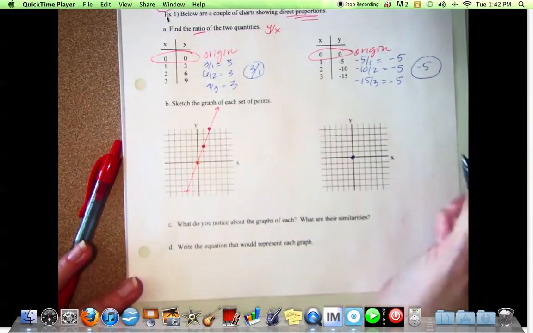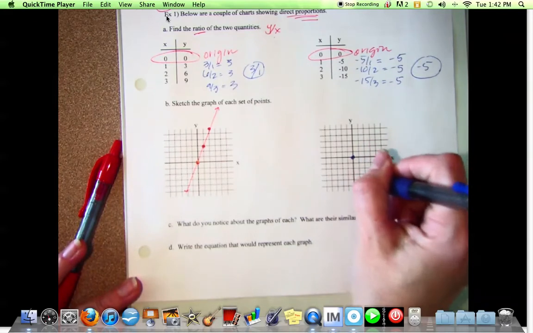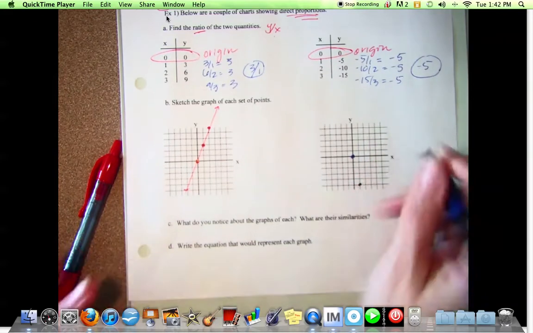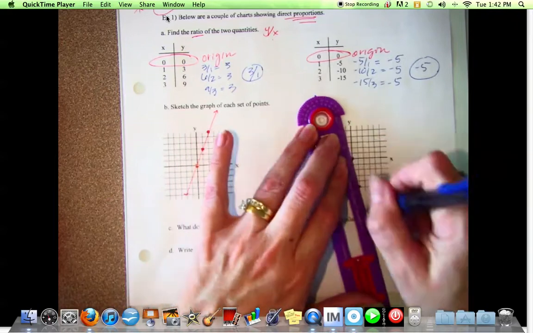Alright, next set of points. We're at 0, 0, then 1 and negative 5. You can't even graph anything. Right. It's off the charts.